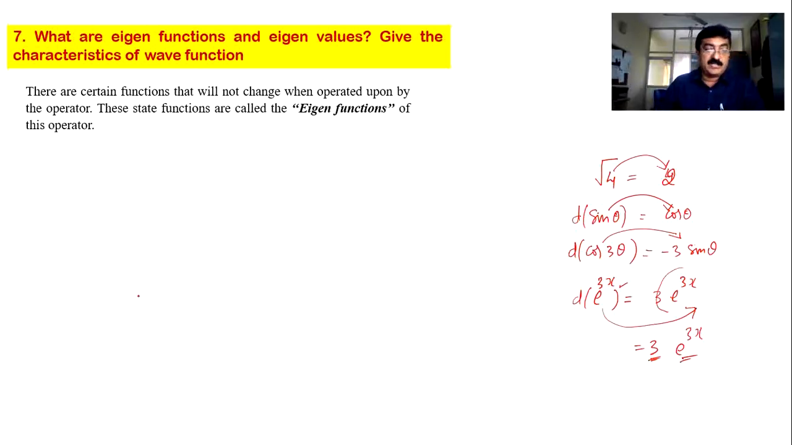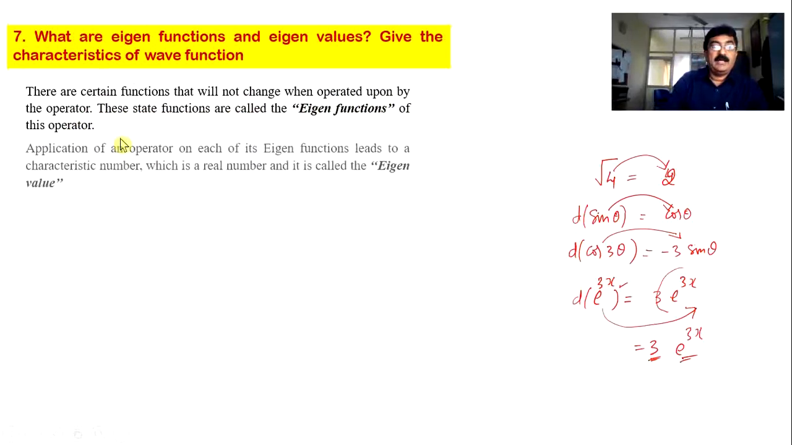With this explanation I come to the definition. There are certain functions that will not change when operated upon by an operator. This operator may be a square root operator, differentiation operator, integration operator, any operator. When it operates, if it is not changing the function, then the function is called an eigenfunction of that operator. Application of an operator on each of its eigenfunctions leads to a characteristic number.